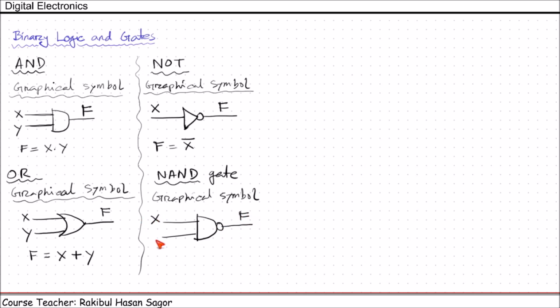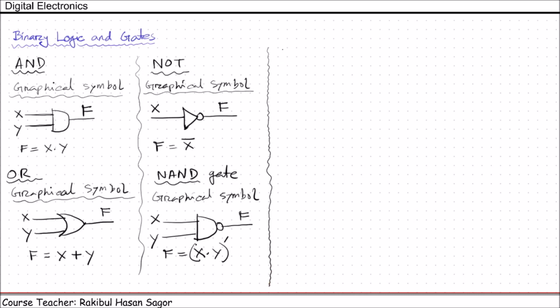So if we have X and Y, they are input. So we'll have the AND gate output before the bubble. After that, the output will be inverted and that will be available at F. So I can say F equal to the output of AND gate is X dot Y. Then the complete function will be inverted due to this bubble. We can place prime sign or bar sign, both are okay.